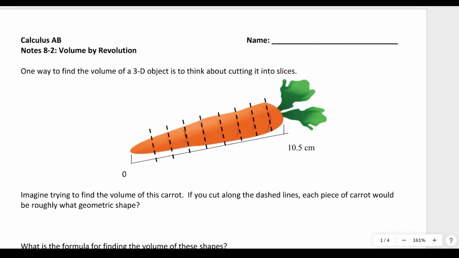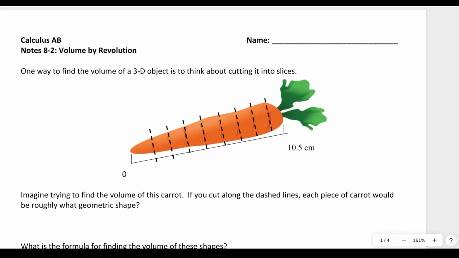So today we're going to start talking about volume instead of area. So we're going to sort of level this up into the third dimension. All right, so let's say we've got a carrot that's 10.5 centimeters long, like in the diagram. Now let's say the question is, what's the volume of the carrot? We'll ignore the leaves on there, just the carrot itself.